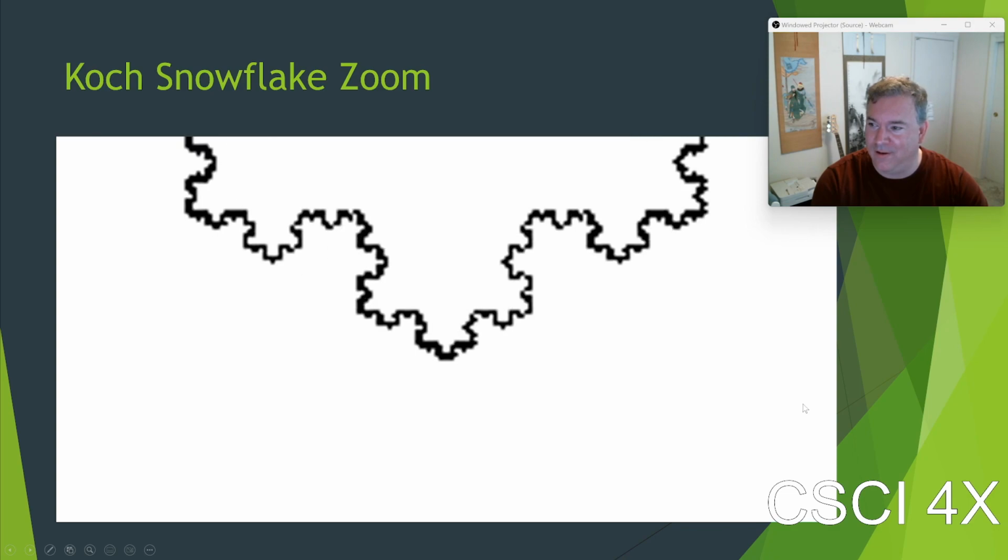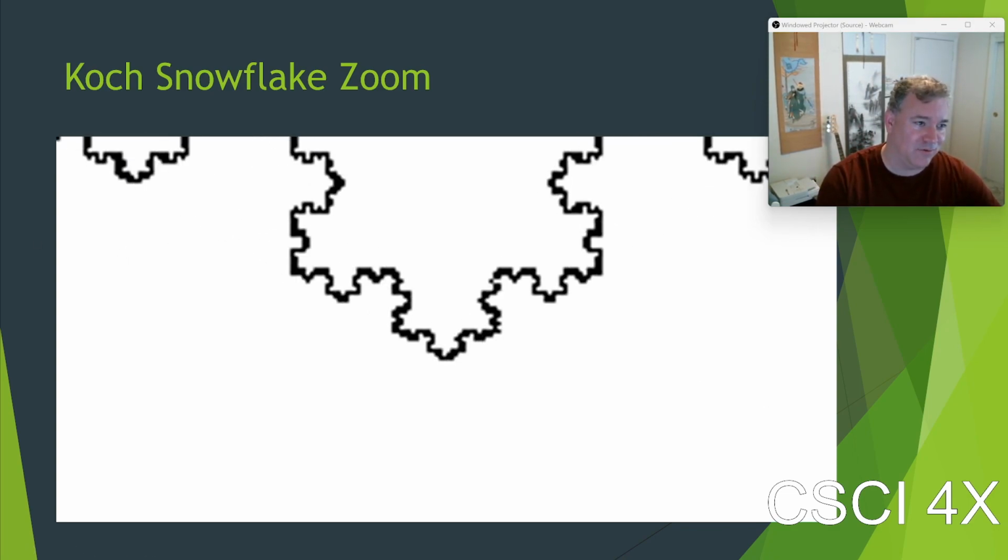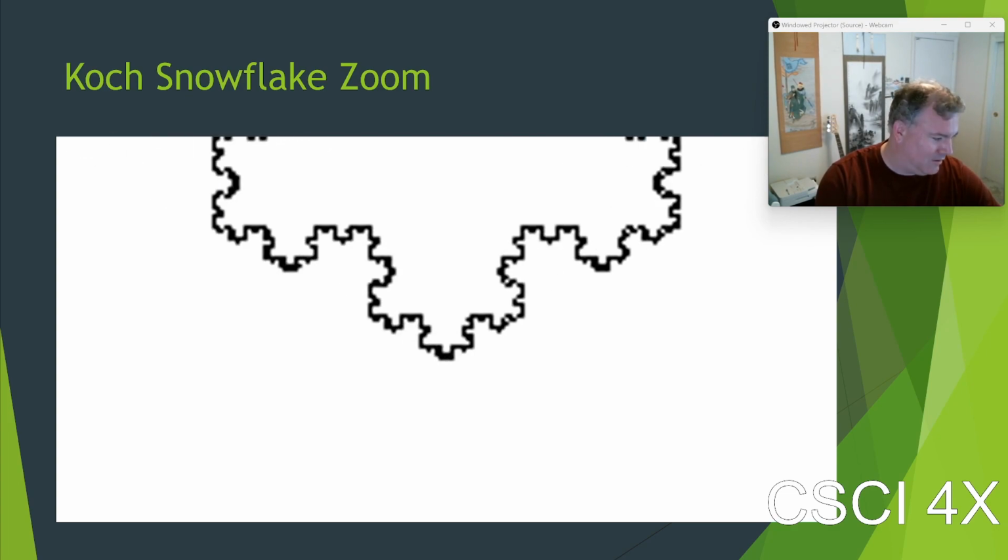And then you can do the snowflake zoom like this, which has no relation to Zoom calls. And I don't know if I can open that file. Let's see.